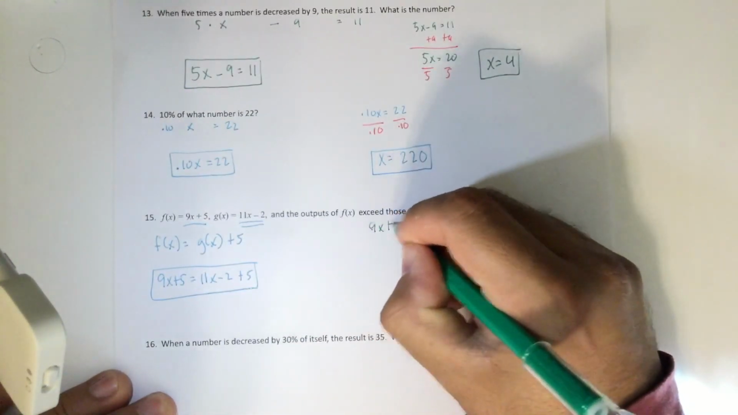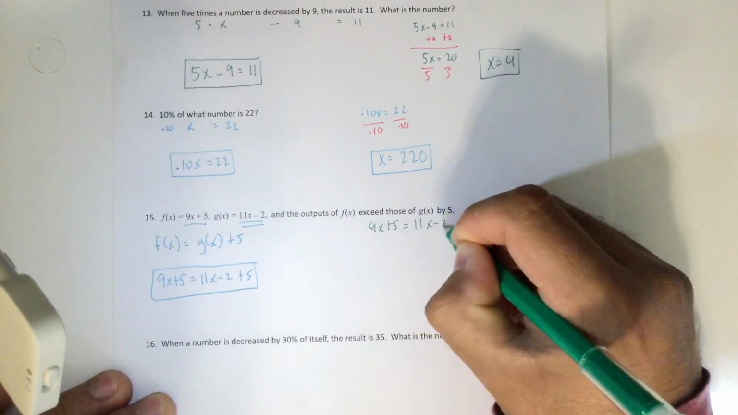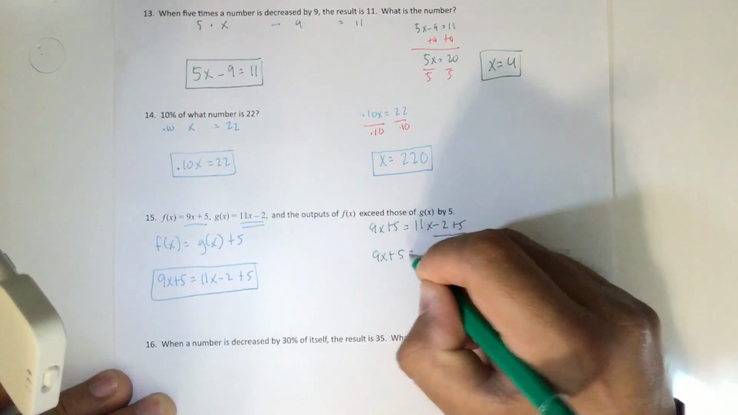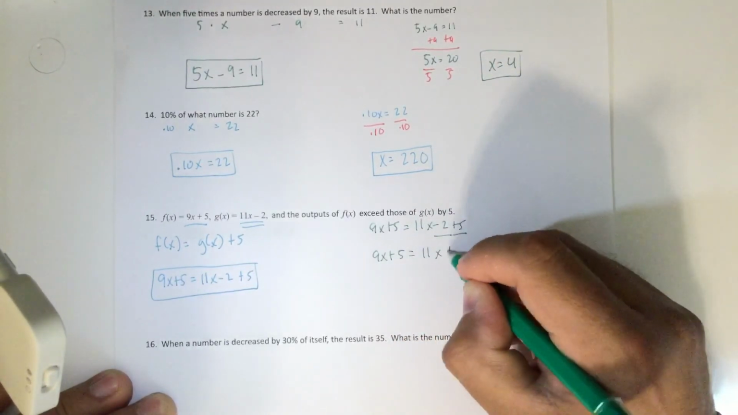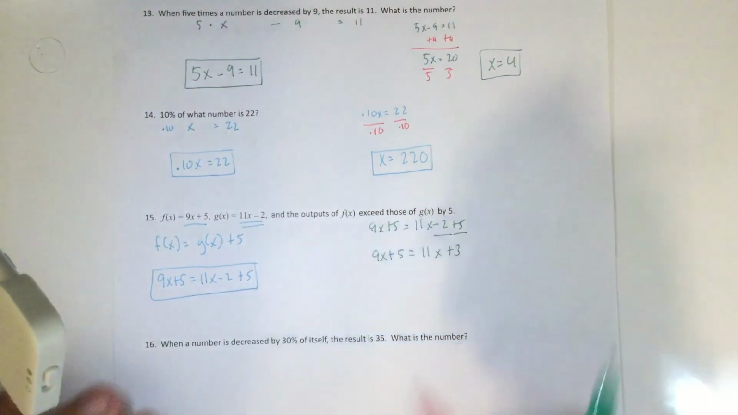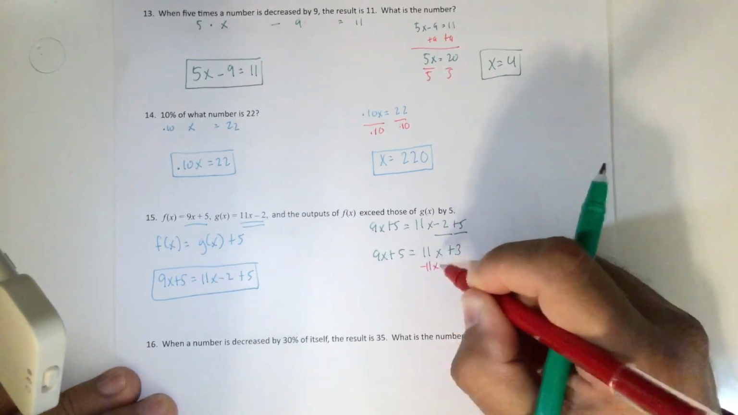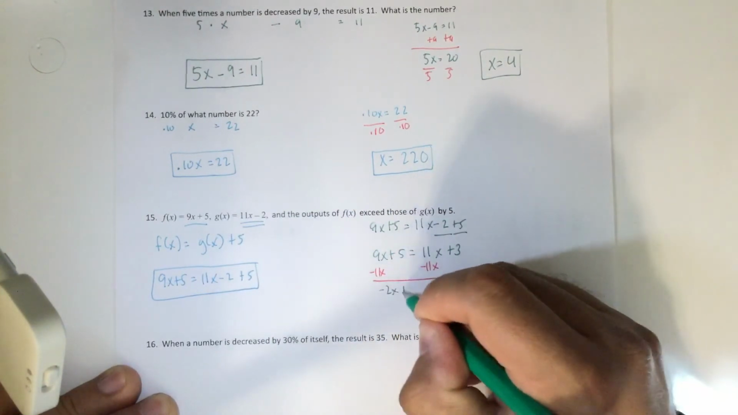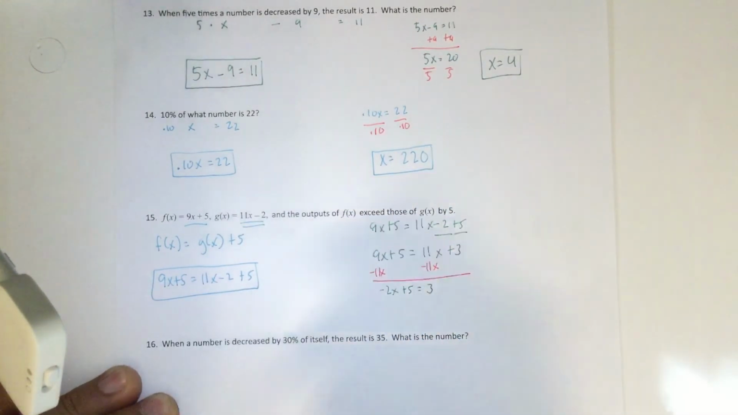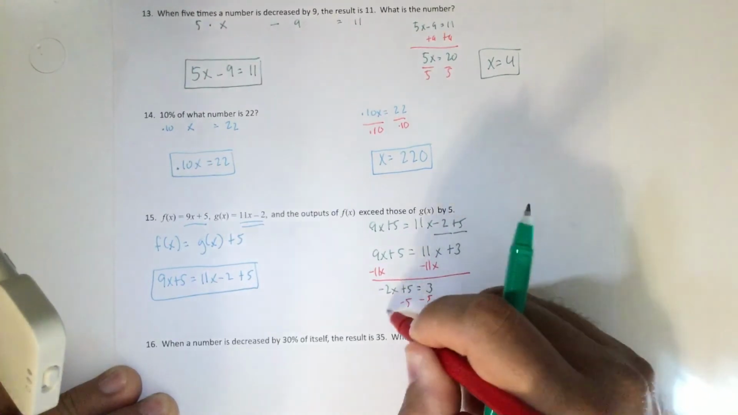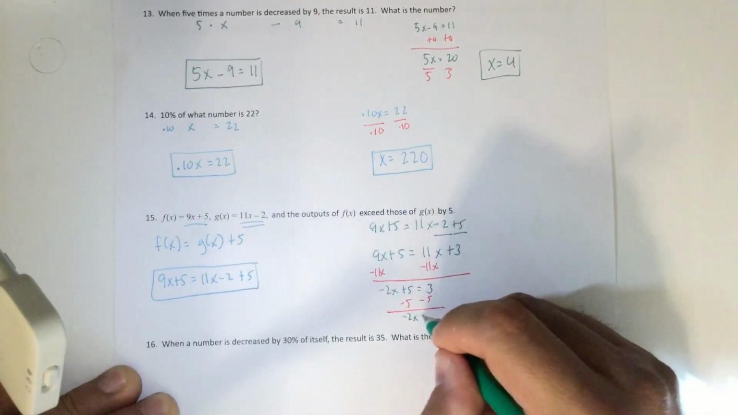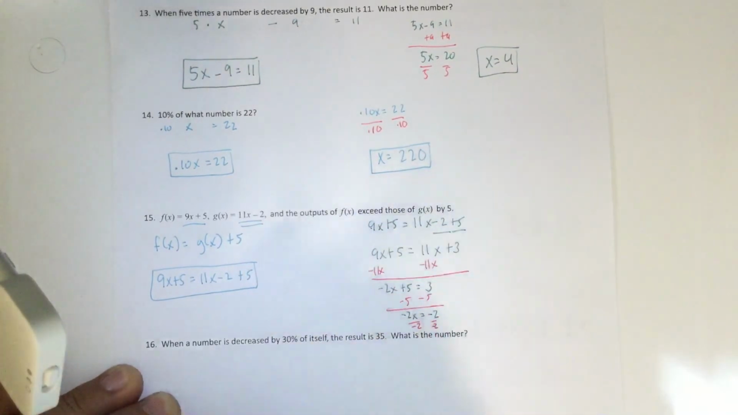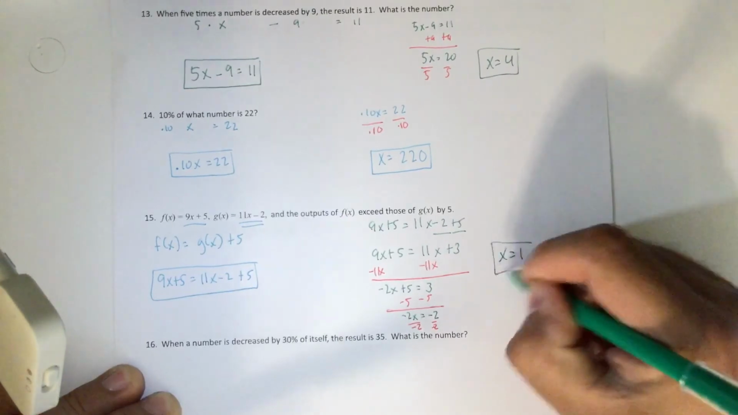All right, let's solve this. So 9x plus 5 equals 11x minus 2 plus 5. I see I have like terms of negative 2 and positive 5. Negative 2 plus 5 is positive 3. We're going to move our variables to the left. So 9x minus 11x is negative 2x, plus 5 is equal to positive 3. Let's subtract 5 from both sides. So negative 2x equals 3 minus 5, which is negative 2. Last, we divide both sides by negative 2. And x equals 1.